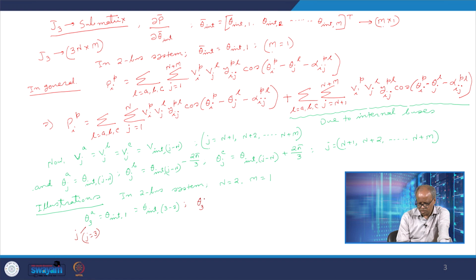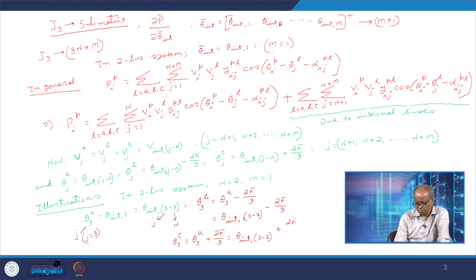And we know that theta 3b is equal to theta 3a minus 2 pi by 3. So that would be theta internal 3 minus 2, minus 2 pi by 3, where this is j and this is n, j minus n. Similarly, theta 3c is equal to theta 3a plus 2 pi by 3, which is theta internal 3 minus 2 plus 2 pi by 3, so theta internal 1 plus 2 pi by 3, correct. So this is the notation.